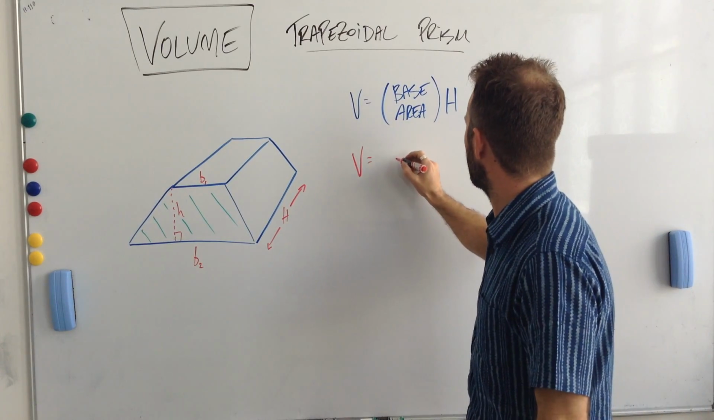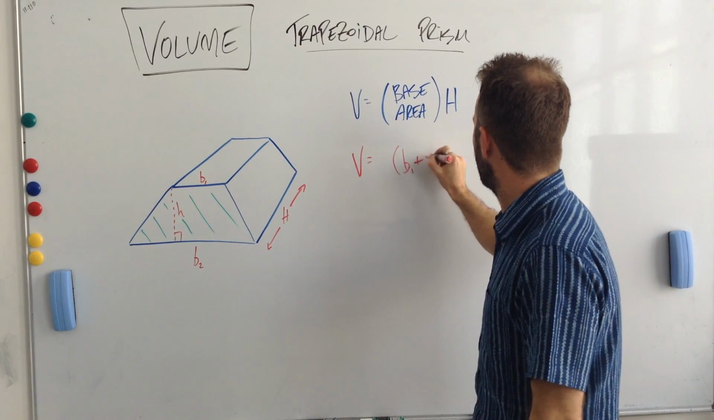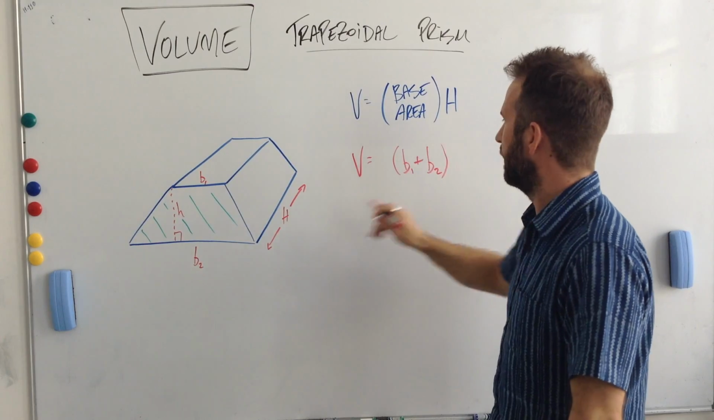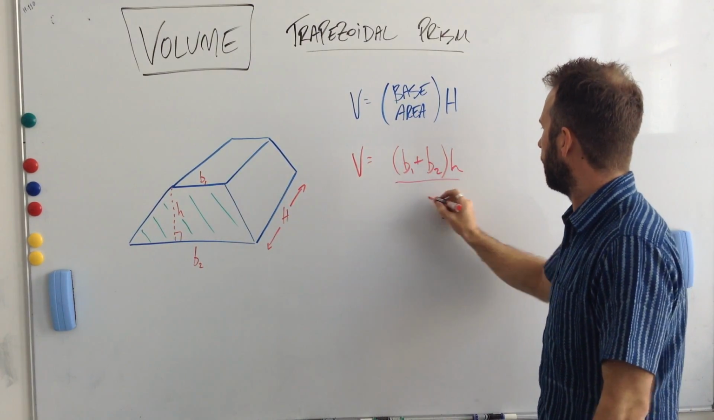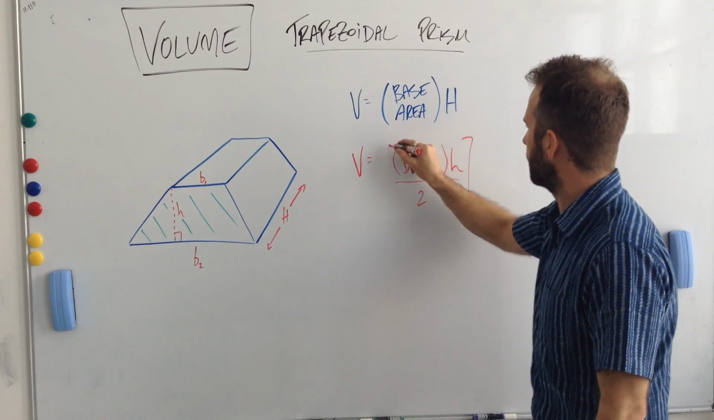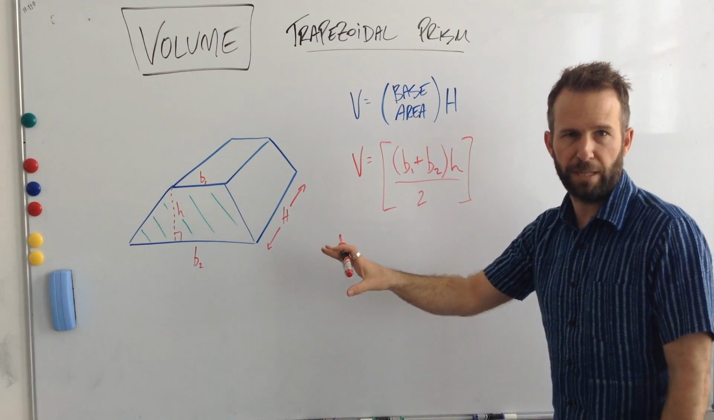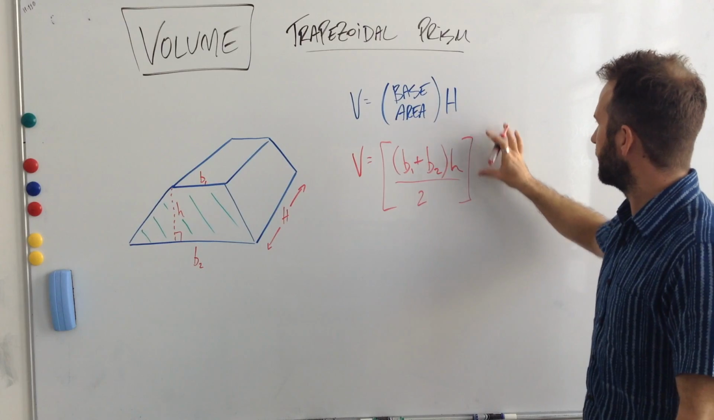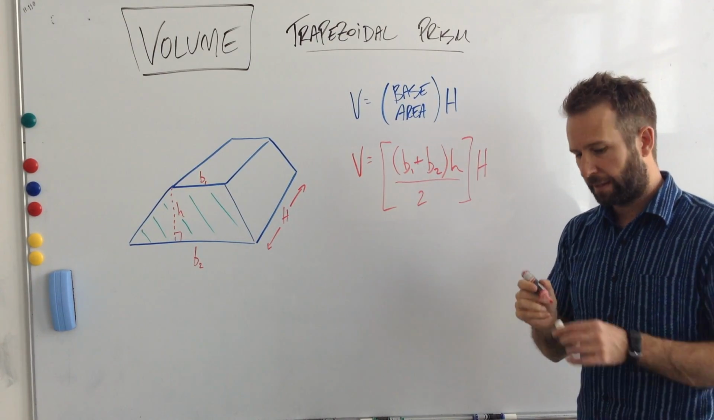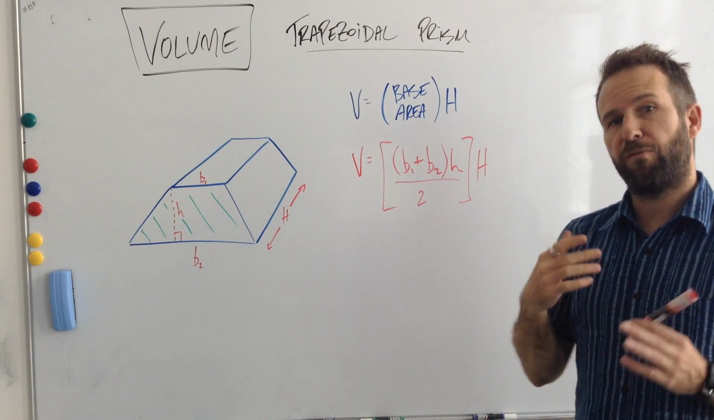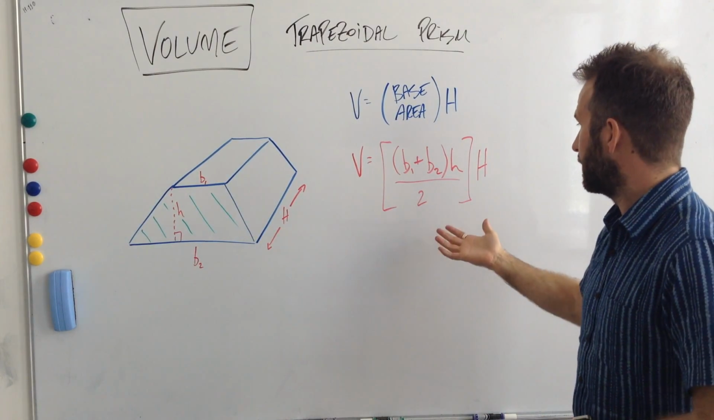So let's go ahead and put that together. We've got the base 1 plus our base 2 multiplied by our h and all divided by 2. That is our standard trapezoid formula. Now, of course, that is going to get multiplied by our big H. So I'll go ahead and put that in there. Here it is, the volume formula for a trapezoidal prism.